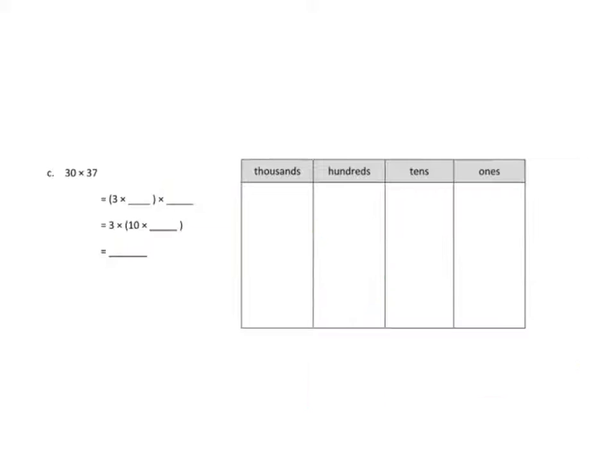And there you go. The next question is asking us to multiply 30 times 37. So if we have 3 and 10 times 37, we're going to have 3 times 10 times 37. We're going to have 10 and 37 in the parentheses because that's what we're going to multiply first. So now we need to put our chips into our place value chart. So we have 1, 2, 3, 4, 5, 6, 7, and 1, 2, 3.